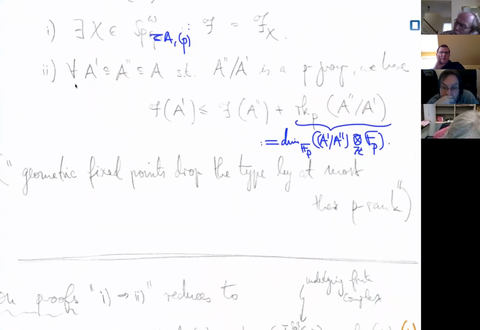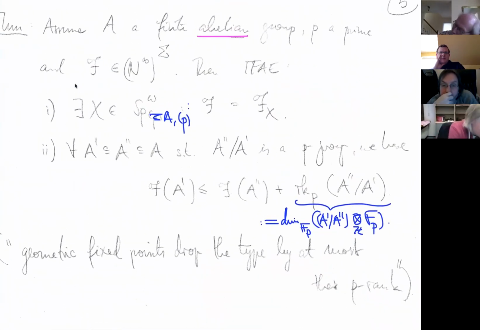Okay, I have a question back about your main theorem. Could you go back to that slide? Here you're assuming that you're working in an ambient group A that is abelian, and then you're looking at the subquotient A'' mod A'. What if the ambient group A is not abelian, but the quotient is still abelian? Can you say the same thing about how much the type drops?